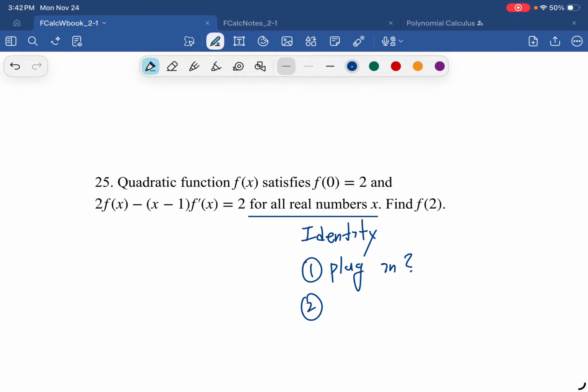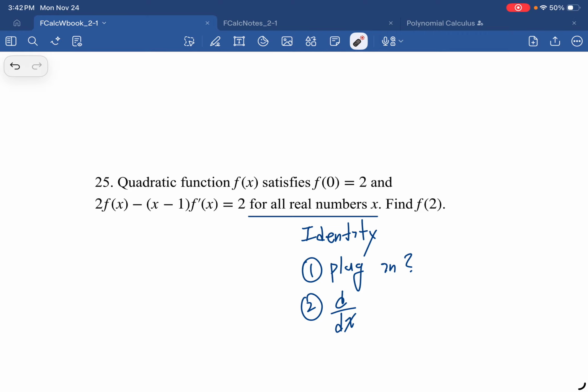Should we differentiate both sides? Or should we integrate both sides? And that's coming up in the next unit, so let's not worry about that for now. But those are some things that you can do. You can perform the same operation on both sides and it will still hold true for all real numbers x, because that's what identities are, right?